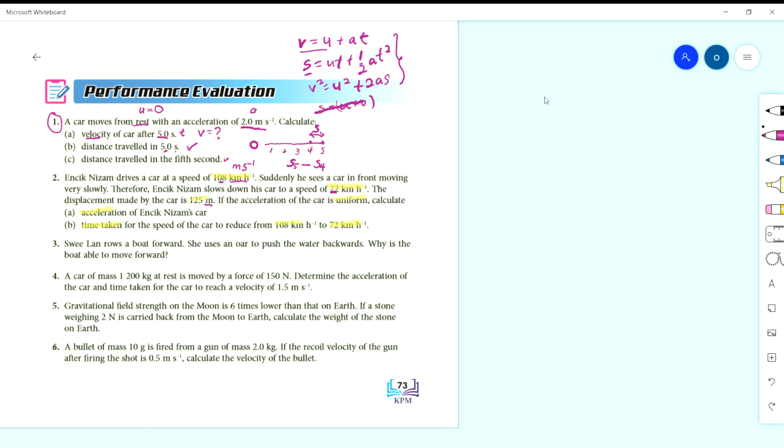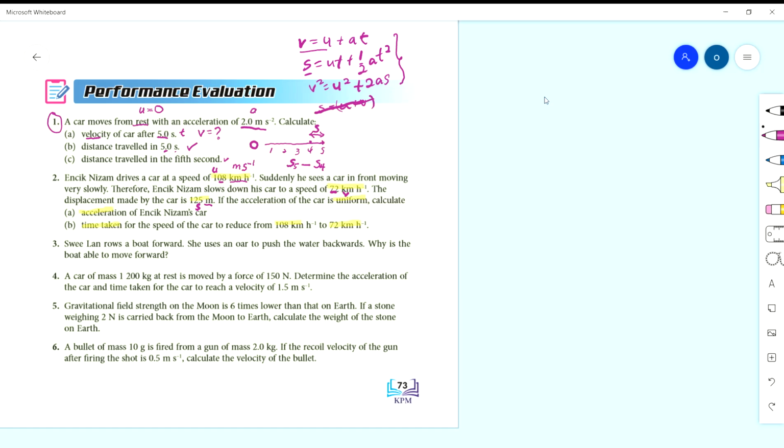So when you list down, this is your U, this is your V. Then the displacement, this is the S. So calculate the acceleration. One more time, choose these 3 equations. Kenapa kita tak pakai yang keempat? Keempat sebab dia tak ada A lah, so kita tak pakai lah, tak ada A uniform. So you use this one.